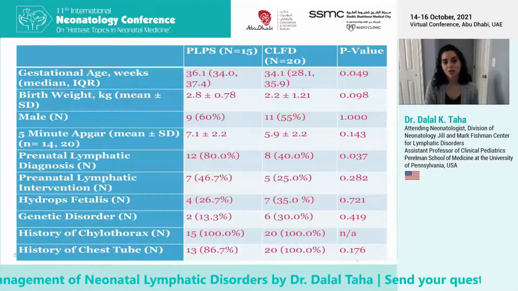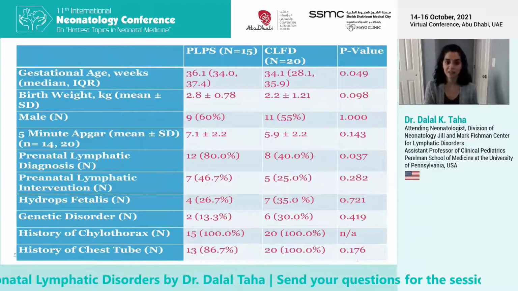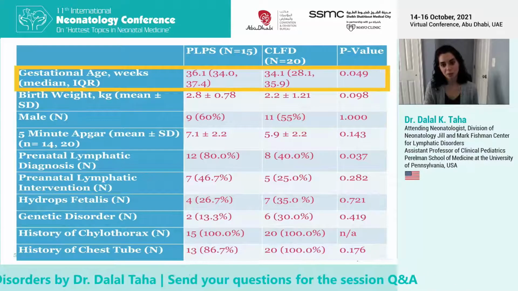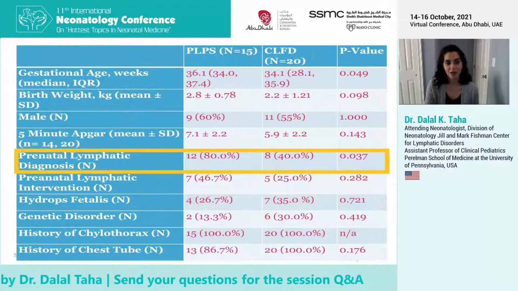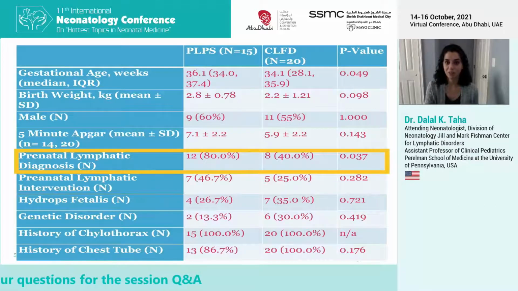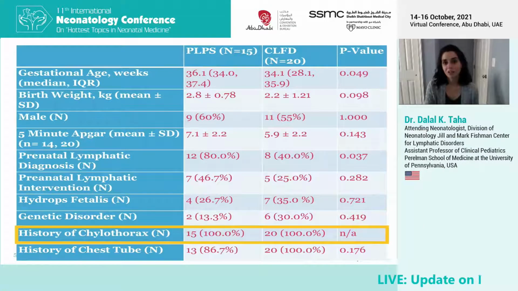In our cohort, there were 15 patients with PLPS and 20 with CLFD. The patients in the CLFD group were slightly more premature at birth. 80% of the PLPS group had a prenatal lymphatic diagnosis as compared to 40% of the CLFD group. And I think this is a reflection of the various causes of CLFD. All patients, regardless of their diagnosis, had a history of a chylothorax.